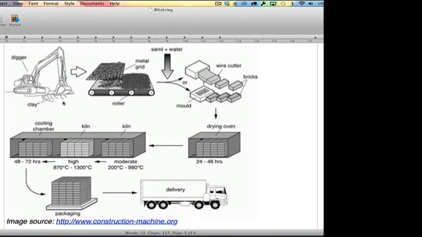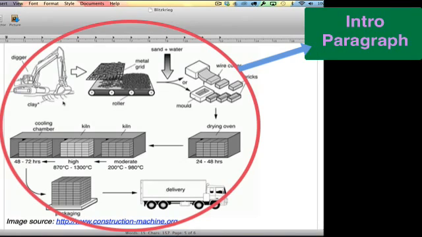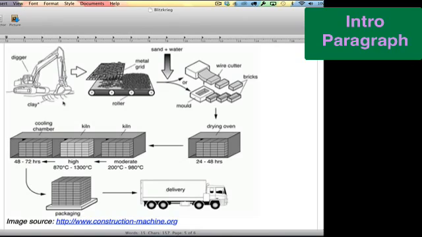For this process diagram, we would clearly state what the source is and what it shows in some sort of background statement or opening statement, opening paragraph. You would then describe the process from start to finish. So obviously the start is here with this digger pulling up clay.